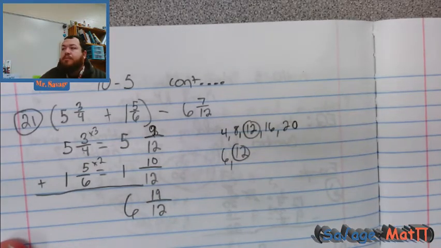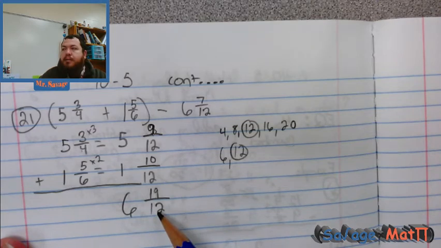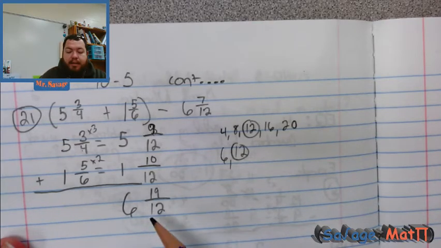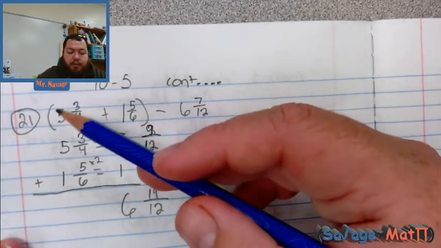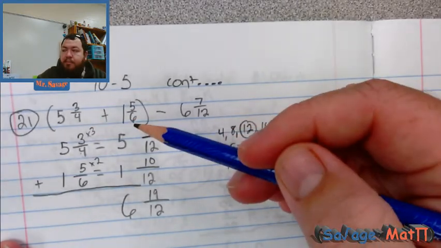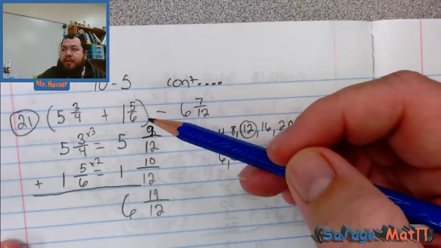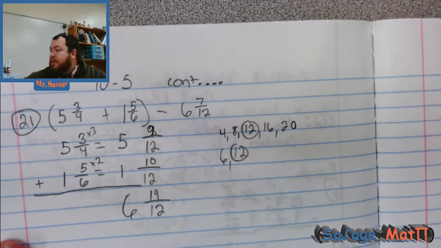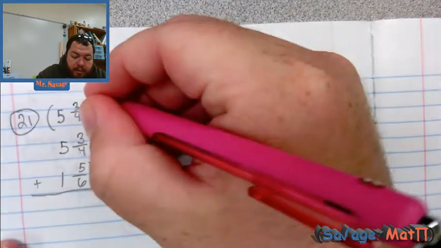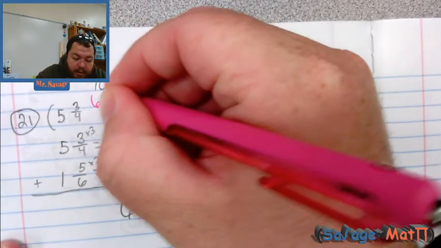Now, I don't want to simplify this yet. The reason is that I still have to subtract from it. And instead of having to rename because I simplified, I'm just going to simplify my answer at the end. So the next thing I need to do is plug this in. In parentheses, I would have 6 and 19 twelfths, because that was the sum of 5 and 3 fourths plus 1 and 5 sixths. I can even write this up here so that it helps me remember where stuff goes. So 6 and 19 over 12.